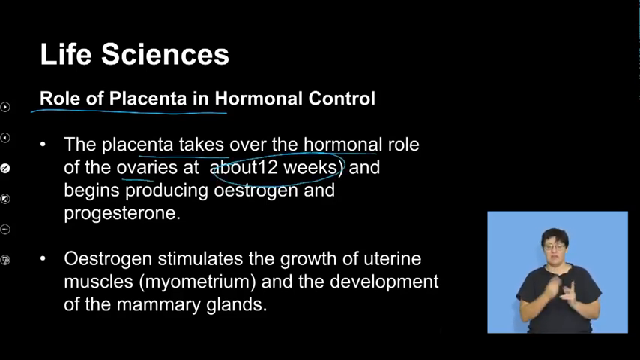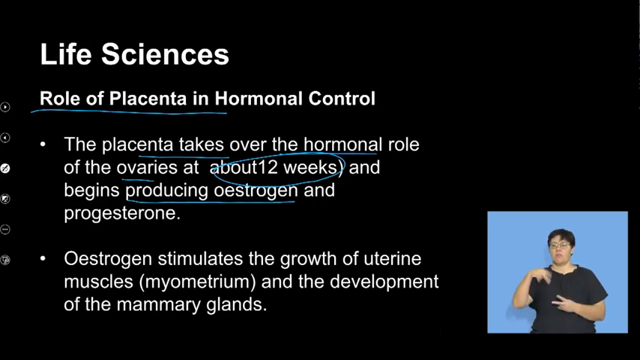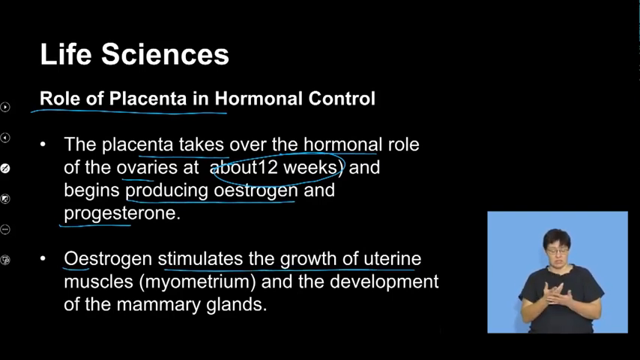Initially, the ovaries produce progesterone, but once the placenta develops, it continues producing estrogen and progesterone for the remaining period of development inside the uterus. Estrogen will stimulate the growth of the uterus and the myometrium and the development of the mammary glands.